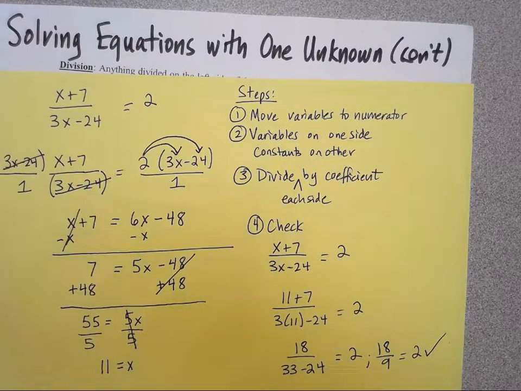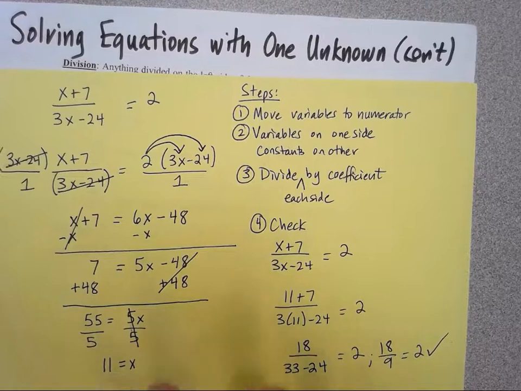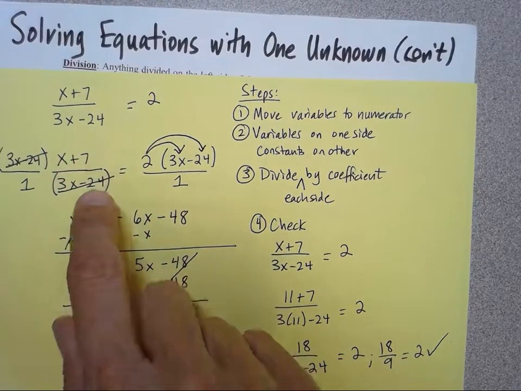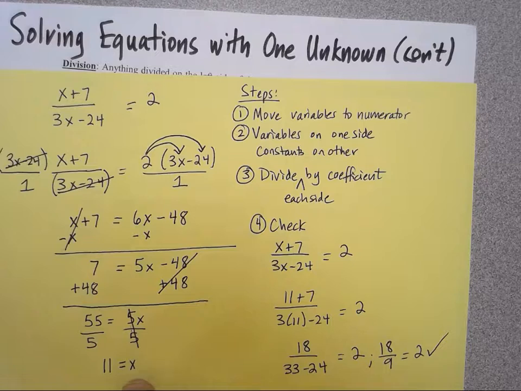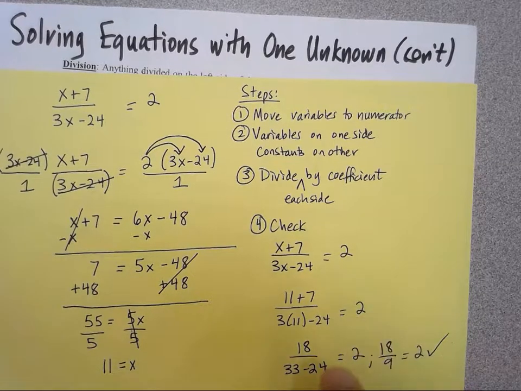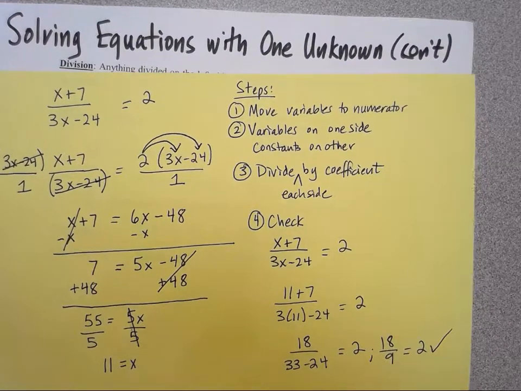So there's all our steps, making sure we have our variables in the numerator, variables on one side, constants on the other. Make sure we're dividing each side by the coefficient, getting our answer, and then plugging it back in to check it. Okay, great.